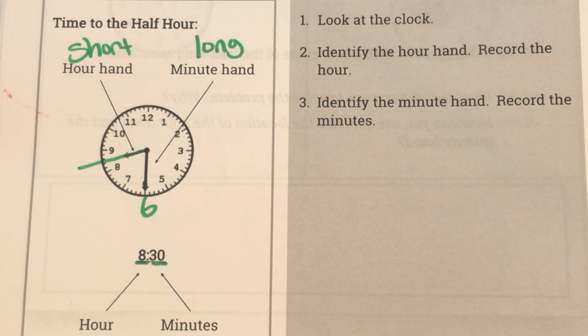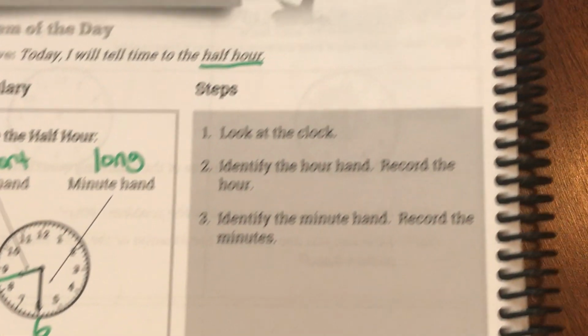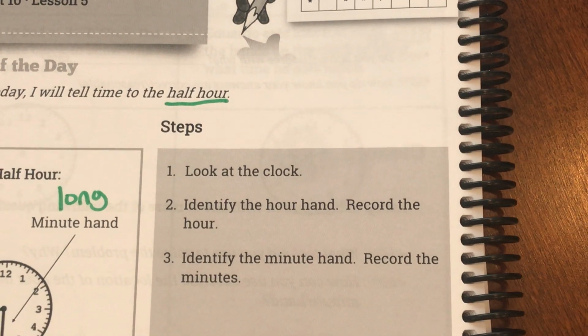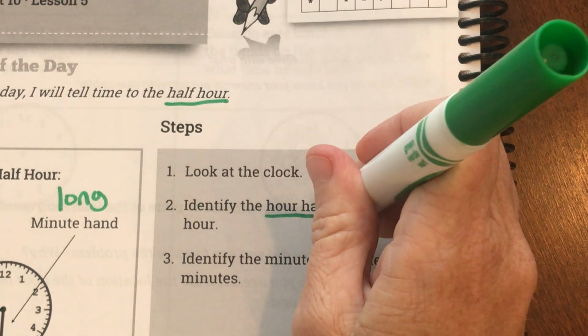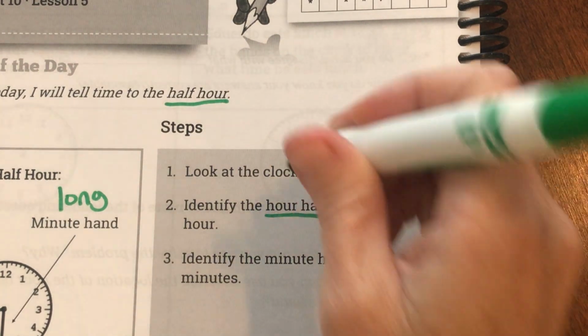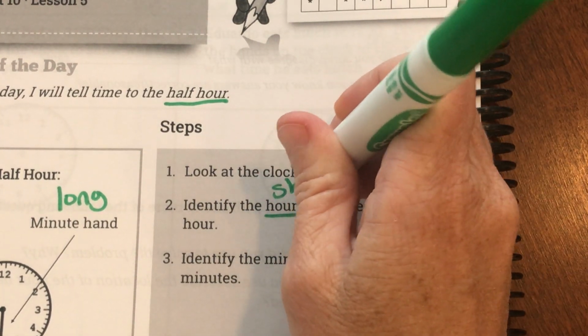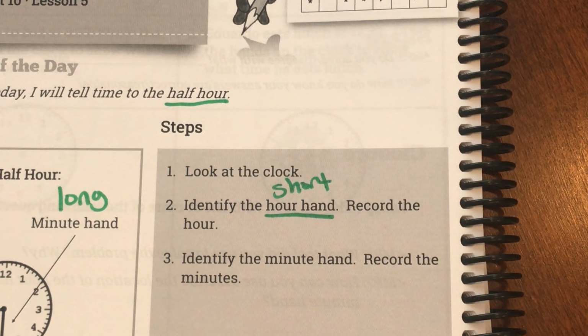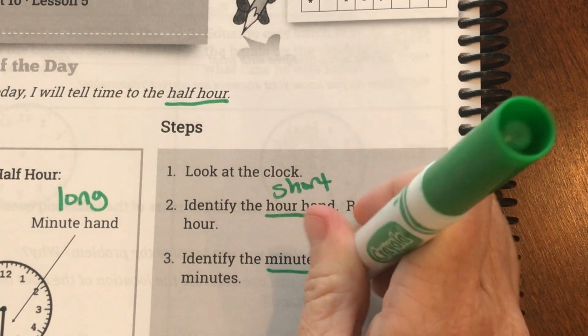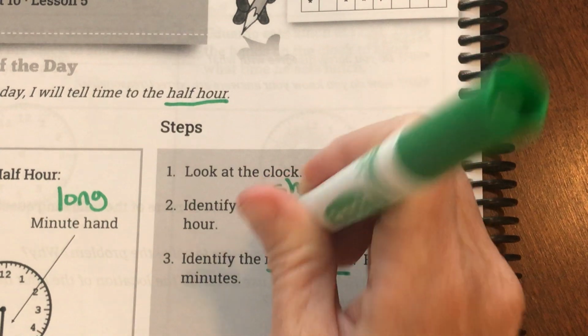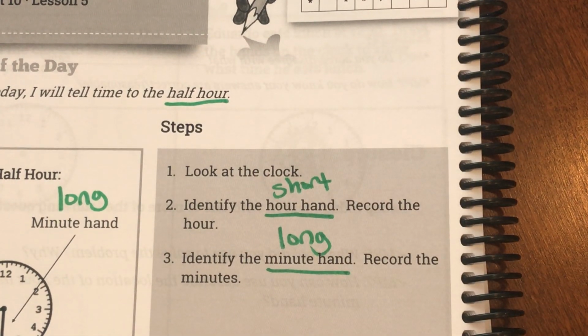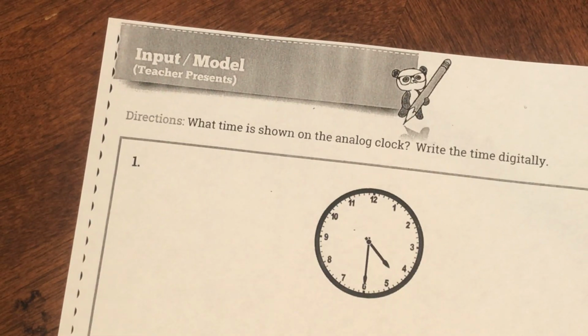So this is 8:30. Now remember our steps, that we look at our clock and then we always identify the hour hand first, which is our short hand. And then next we identify the minute hand, which is our long hand. Okay, so boys and girls, we should be getting really good at this since this is our 3rd day of this. Okay, so here's my practice problems first.